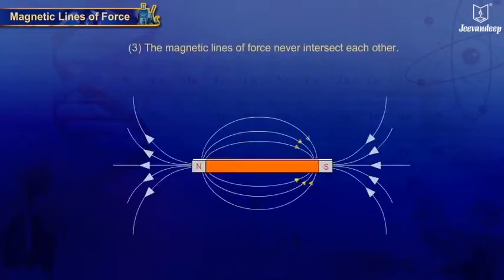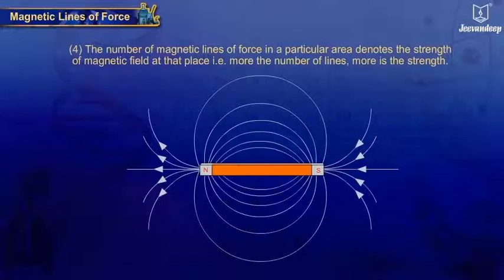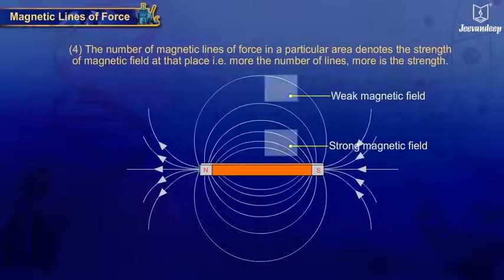3. The magnetic lines of force never intersect each other. 4. The number of magnetic lines of force in a particular area denotes the strength of magnetic field at that place. That is, more the number of lines, more is the strength.